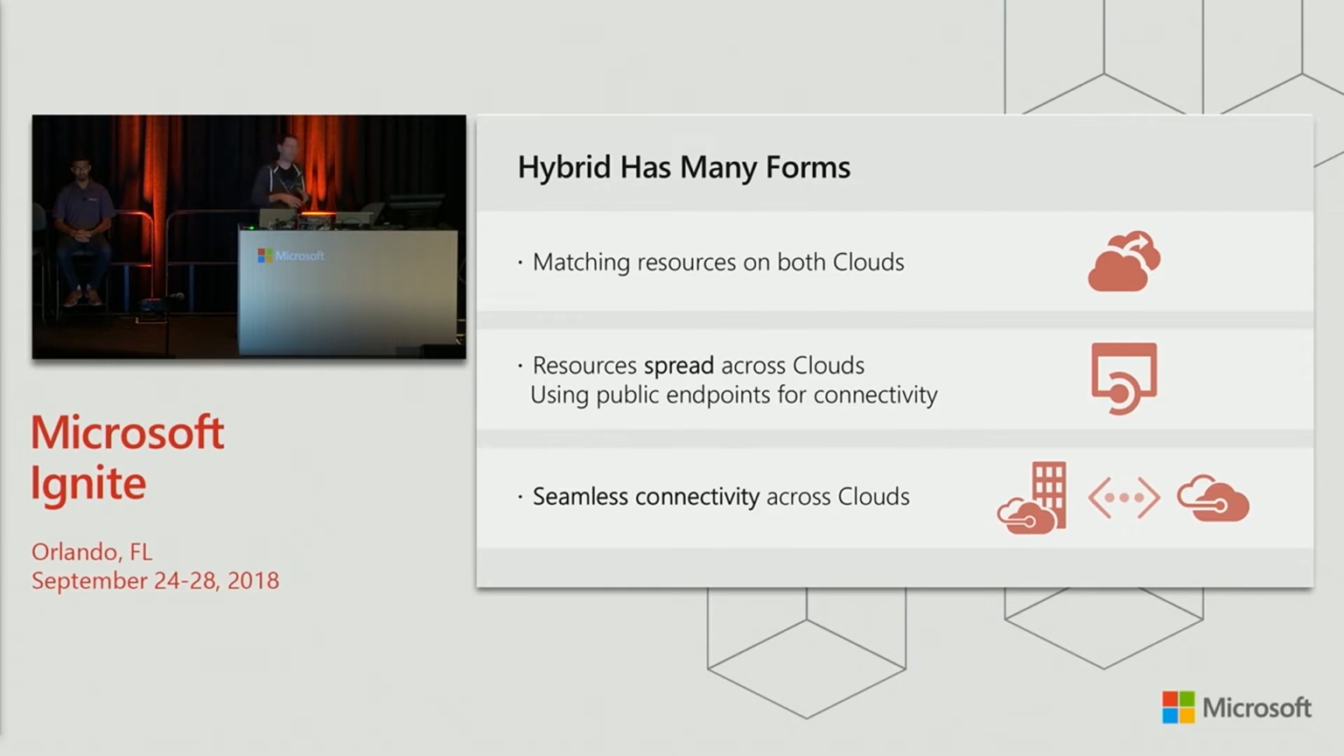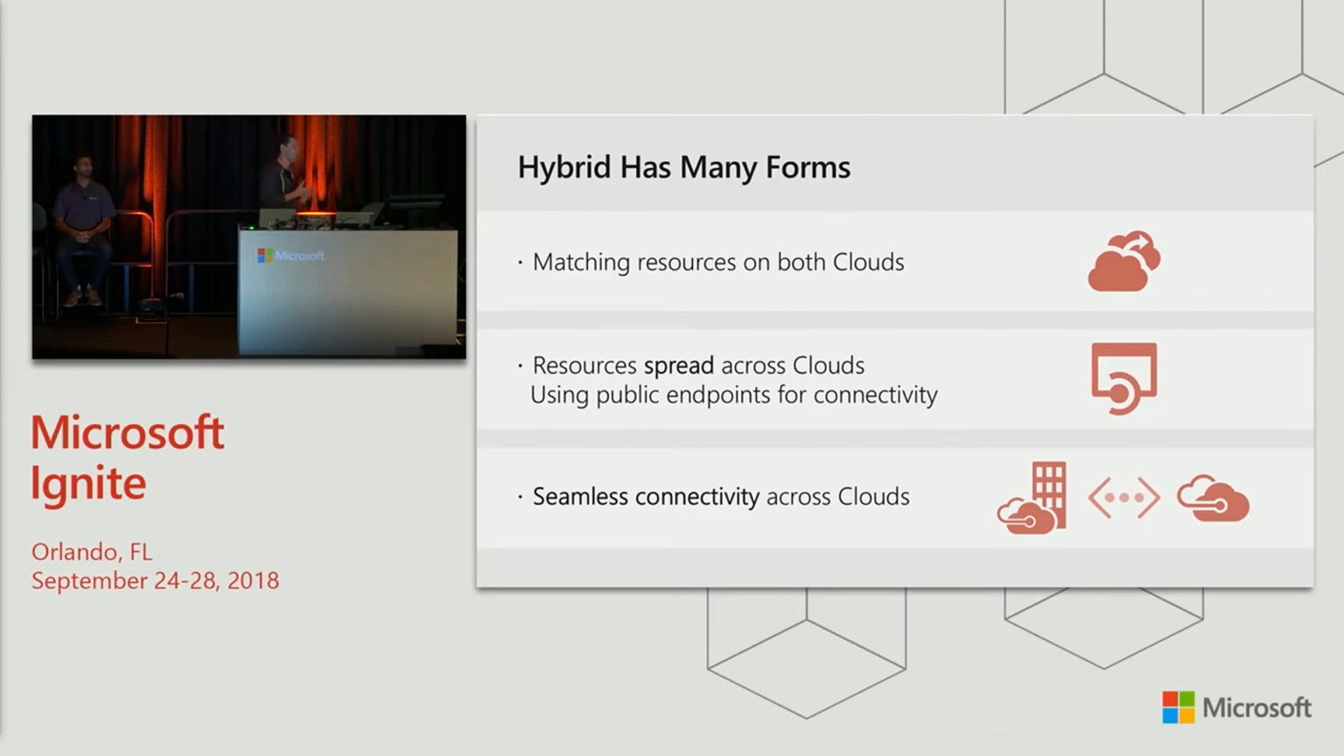First of all, you have matching resources on both clouds. You create a solution, and that solution may be comprised of a VM and a bunch of resources, and you want to deploy this solution either on-prem or on the public cloud. You can get that template, target a deployment in Azure, or target a deployment in Azure Stack, or vice versa. And the end result is you have matching resources on both clouds.